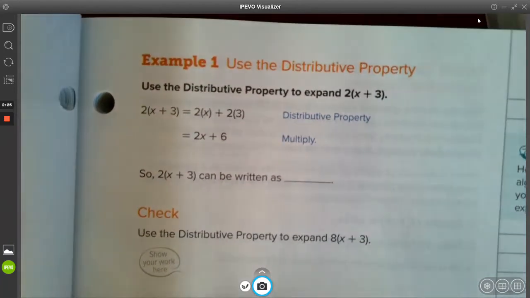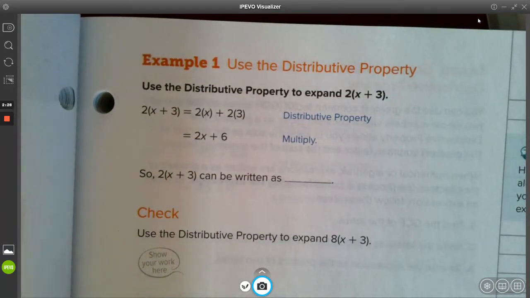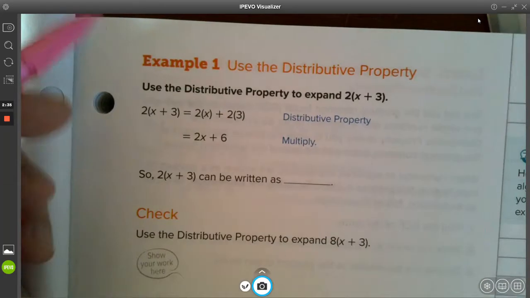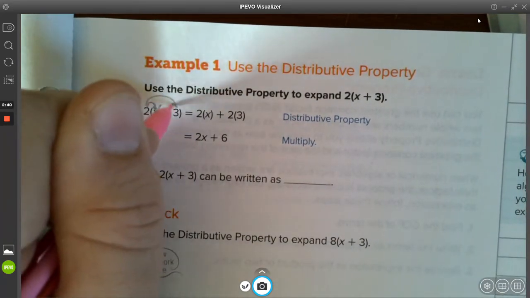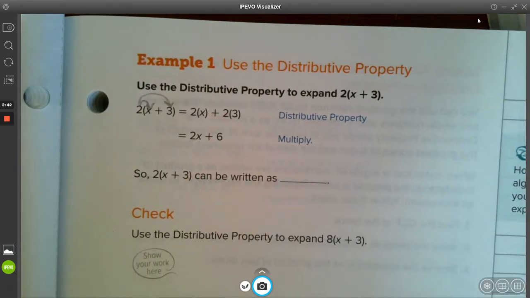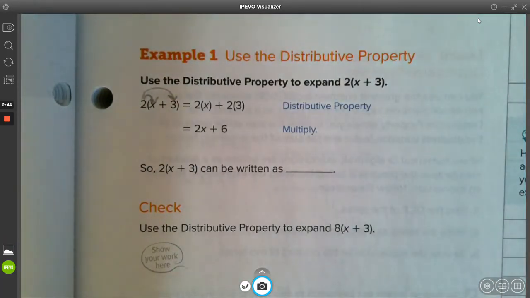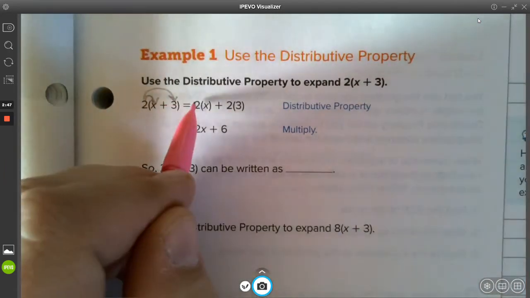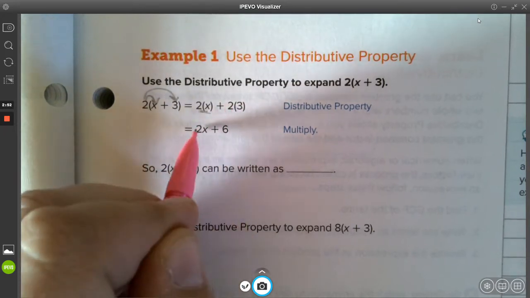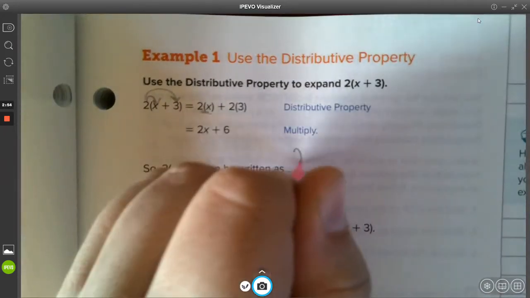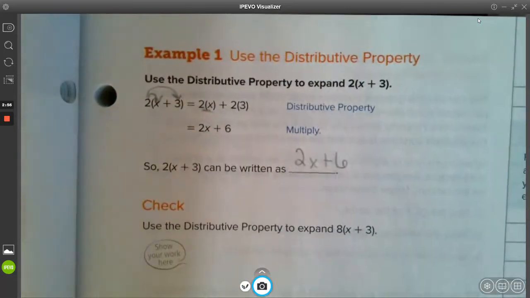So let's take a look at an example. Here we have example 1. We're going to use the distributive property to expand 2 times (x plus 3). So we're rewriting it as a new expression. What we do, remember, is we distribute that 2 that is outside into both terms inside. You have to do both, okay? When you do that, you end up with 2x plus 2 times 3. So 2x plus 6 would be the correct answer here.